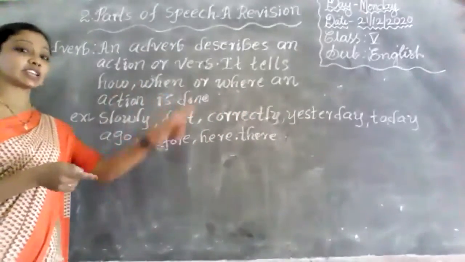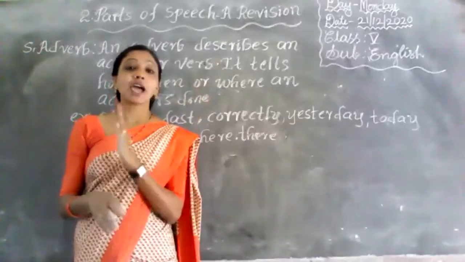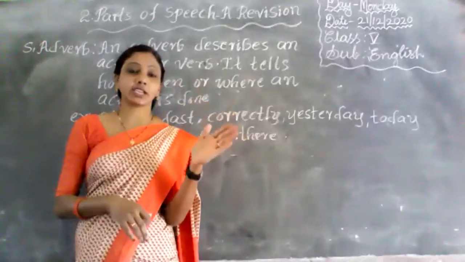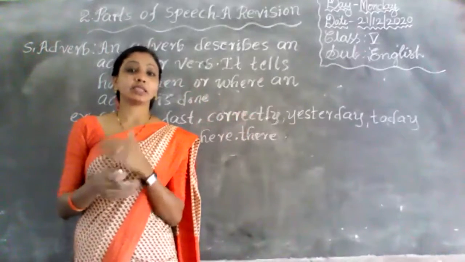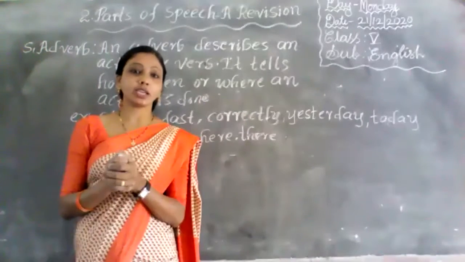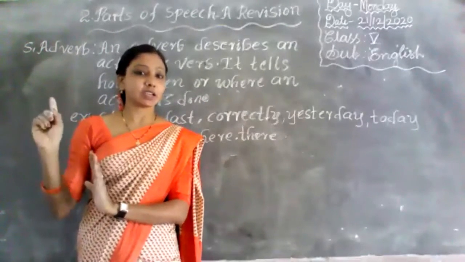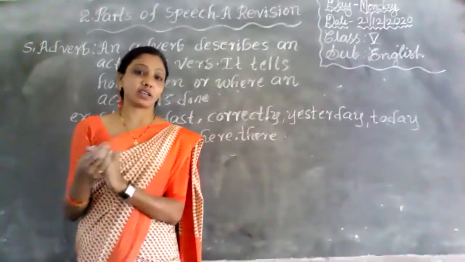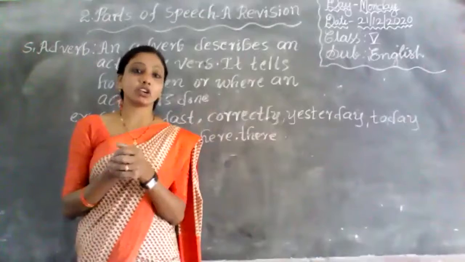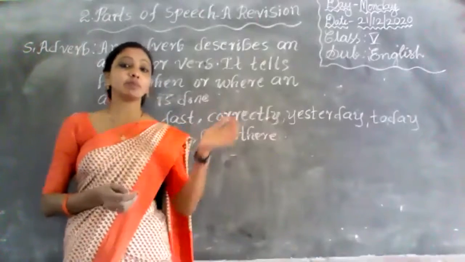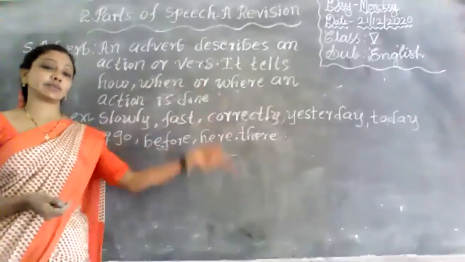Okay. When the action has been done: I have completed my notes yesterday. I attended the exam yesterday or today. Okay. Just now, before. These are all examples of adverbs. I have completed the exam today. I will write the exam today. Today means here the time when the action will be done. Okay. Do you understand? When the action has been completed, that means it tells the time of the action.